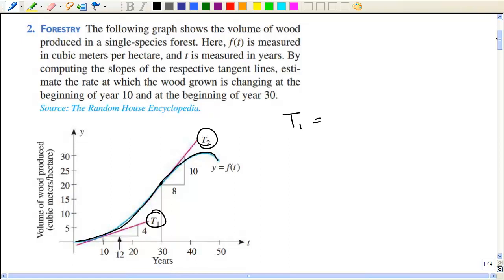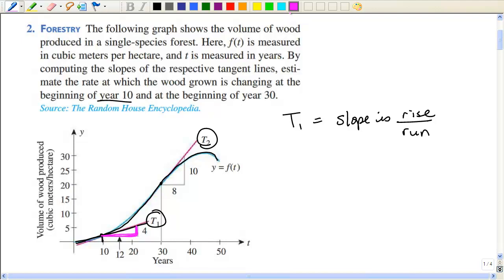Now if you recall, the slope is rise over run. Alright, and so we're going to be asked to find the average change at the beginning of year 10. So they've drawn us a tangent line at year 10. Here's this line, and if you look real carefully, they've made this little bitty triangle. Well, that's the rise and run.